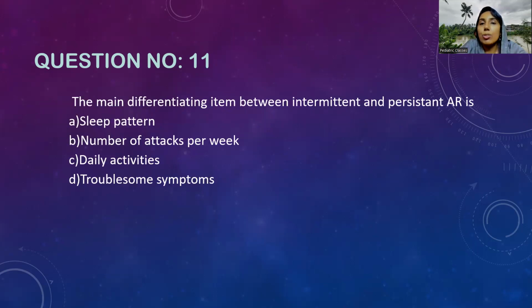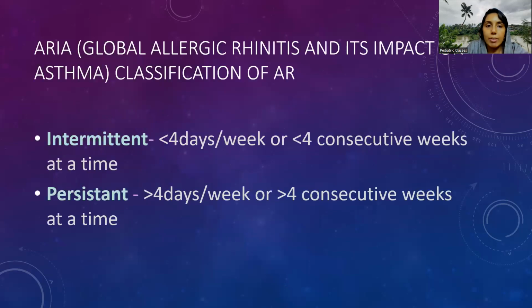Now we are going on to the treatment aspects of it. Okay. So what is the main differentiating item between intermittent and persistent allergic rhinitis? Before discussing this question, I will go on to this classification. Okay. So what is this ARIA classification? ARIA is the Allergic Rhinitis and its Impact on Asthma initiative. The ARIA classification of allergic rhinitis has two types. One we classify as intermittent and persistent, depending upon the duration of symptoms the person is having.